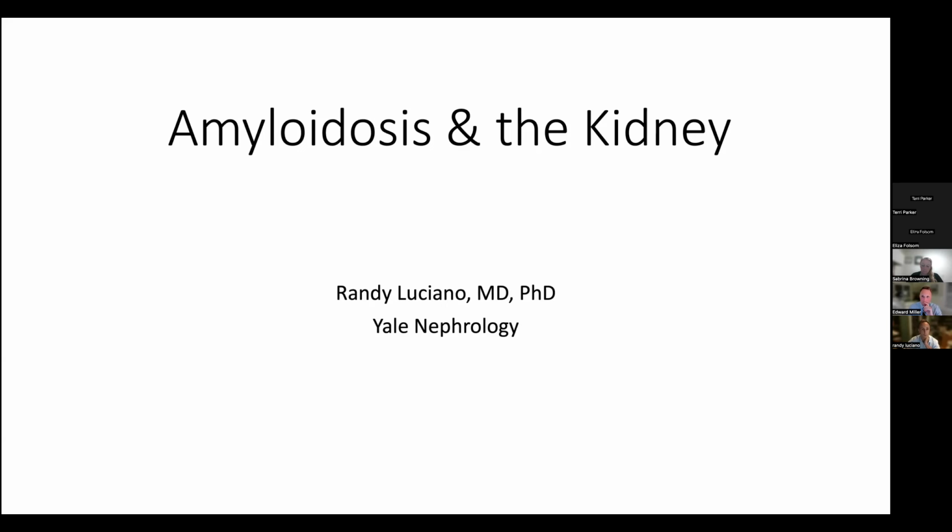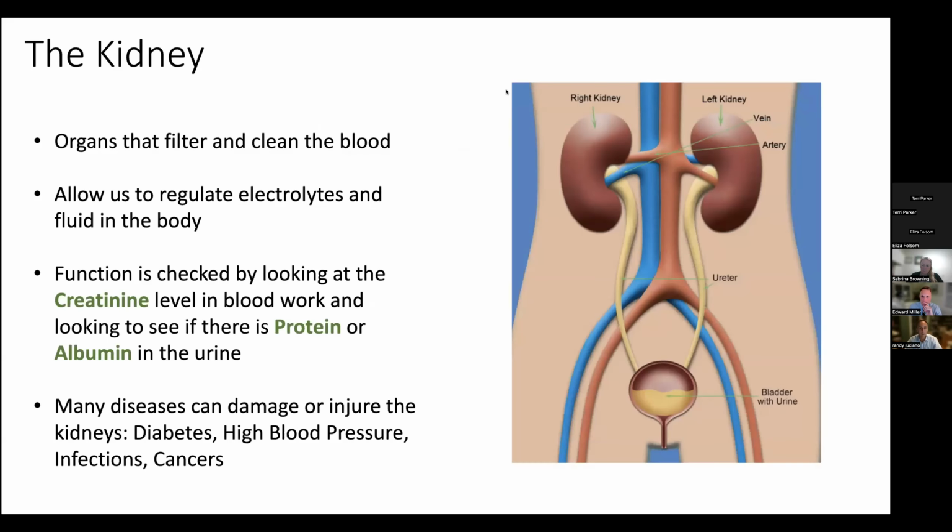So if you don't have a medical background, I'm going to go into the kidney, what it is and why it becomes diseased and how it becomes diseased in amyloidosis. So kidneys are organs that filter and clean the blood. Most people have two kidneys that kind of sit in our back. They're kind of higher up than most of us think, just a little bit below the posterior rib cage.